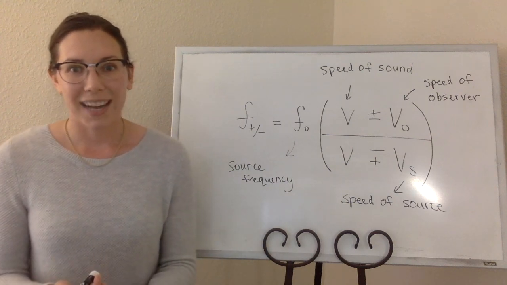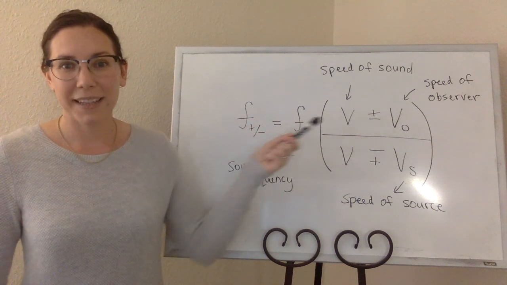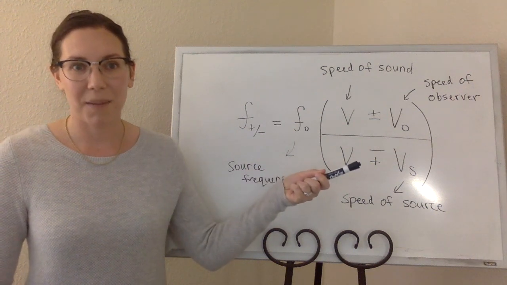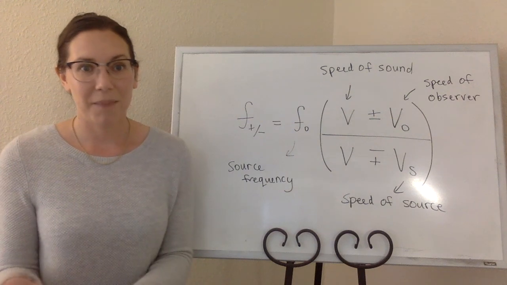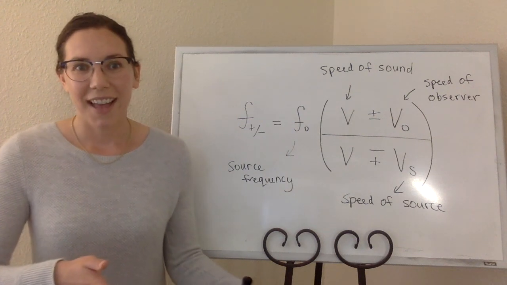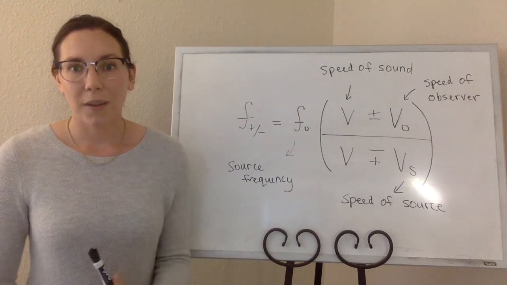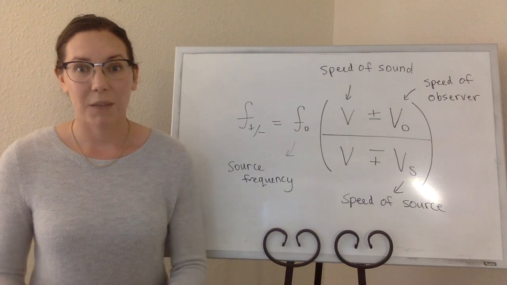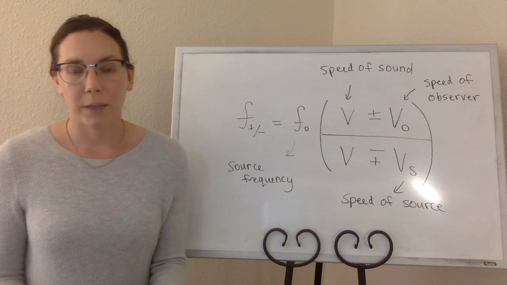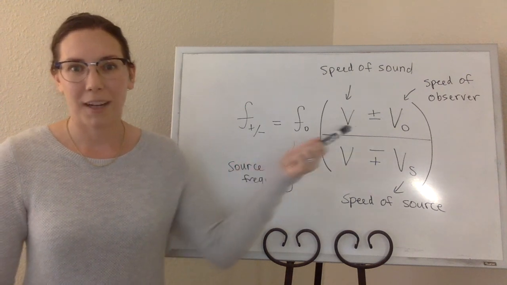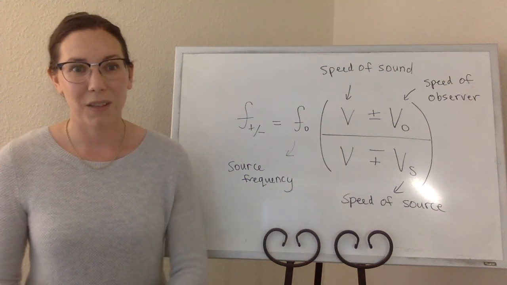So in the approaching case, we would choose the upper signs. So the positive here will make this frequency larger, and the negative in the denominator will make that frequency larger. So the upper signs are for either source or observer approaching the other. And if both are approaching, we choose both of those upper signs. Then the lower signs are in the case that the observer or the source are moving away from each other. In that case, we'll have a lower frequency, and to get the lower Doppler frequency, we want a negative sign in the top and a positive sign in the denominator. So that's why we choose those lower signs.